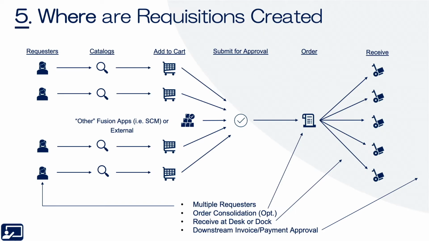They then are consolidated, or in theory consolidated, into one or more orders. Those orders go out to suppliers and items are received at desk or dock, and then there's this whole service idea of whether you have a service receipt or a two-way match with a routing for approval. So here on the bottom, it talks about multiple requesters, order consolidation, receive at desk or dock, and makes a note on downstream invoice and payment approval. Typically you get an invoice, and by the nature of linking and matching to a PO, it gains its approval.